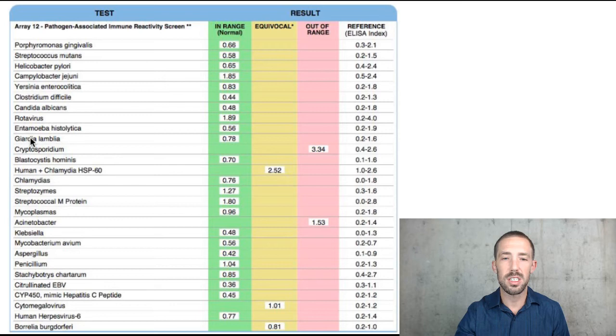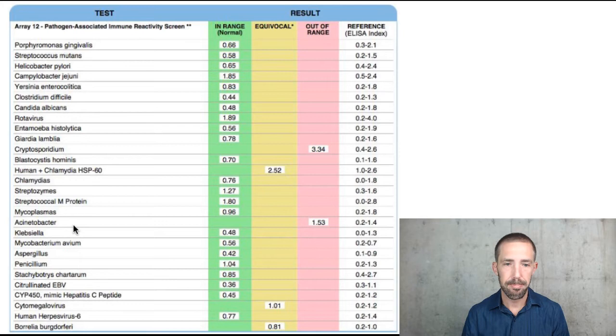A lot of these, Giardia is a parasite, but a lot of these are gut. We went from mouth to more gut infections. Cryptosporidium, so that's the first positive that we see. That's a GI parasite that burrows into the walls of the small intestine. So high reactivity to crypto, so a parasitic problem in this patient. Blastocystis, this is a human chlamydia heat shock protein. Acinetobacter, which is a bacteria that can cause sinus infections. And this patient had a history of recurrent sinus infections as part of her problems.